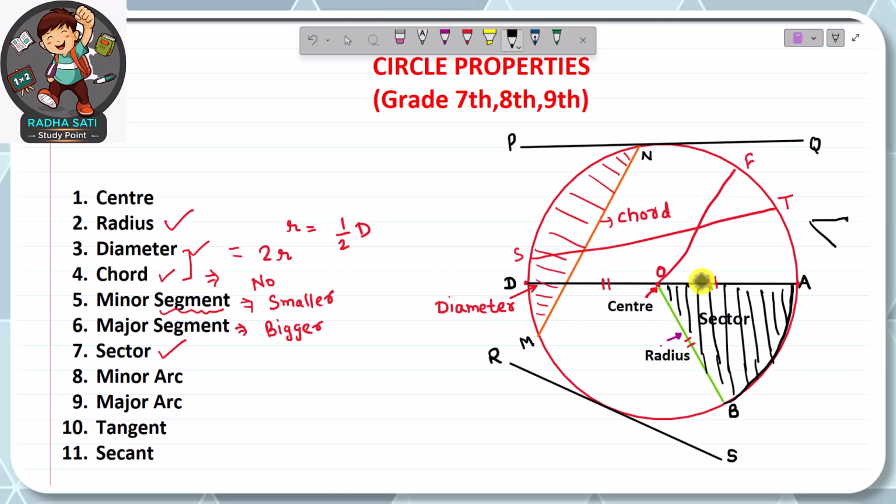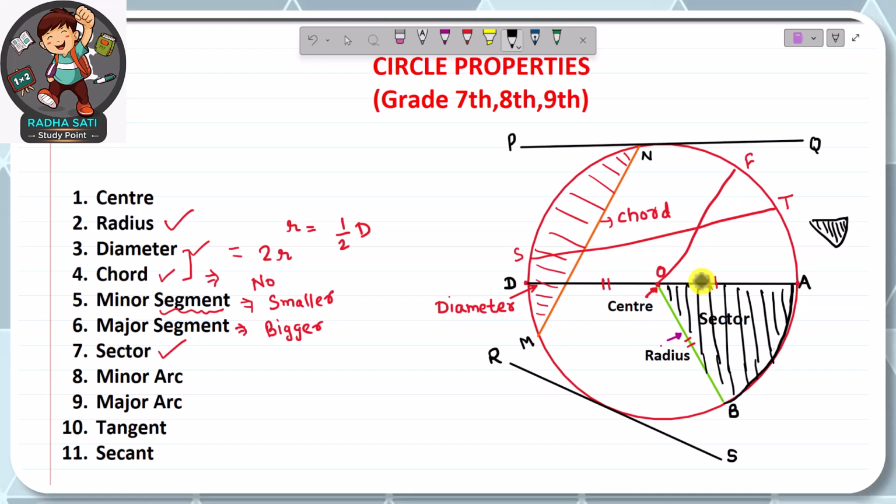We can relate this with a pizza slice also, the slice of a pizza. So that also is a sector of a circle. So this one is known as a sector of a circle. Sector of a circle means the area enclosed by any two radii and the arc between them. Later on you will learn how to find out the area of this. There is a simple formula for this that we will learn later, maybe in the next video.